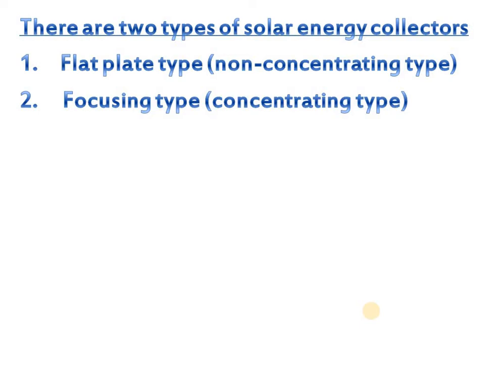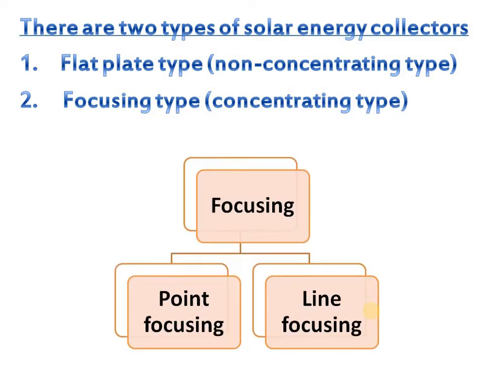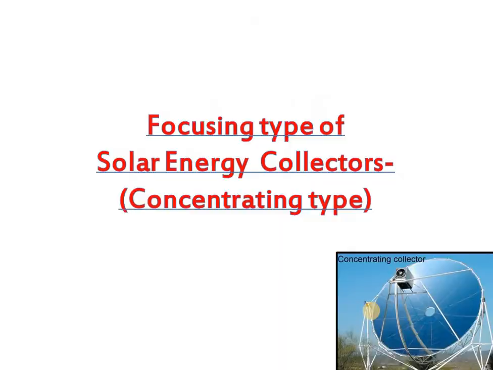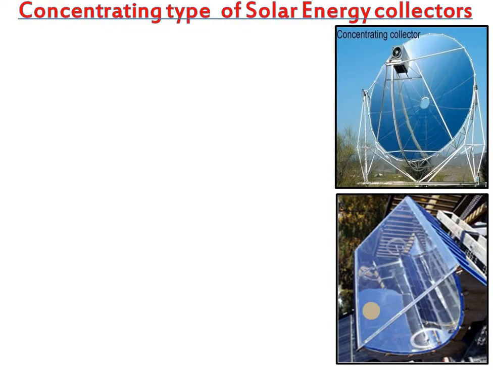In focusing type, we will see that they can be broadly classified into point focusing type of collectors and line focusing type of collectors. You may ask what is meant by point focusing and line focusing. We will see very shortly what is point and what is line. In point focusing type of collectors, usually the light beam or radiation is brought to a single point. You will have a focal point. At that point, light will be collected using some lenses or some mirrors. Light will be focused to a single point.